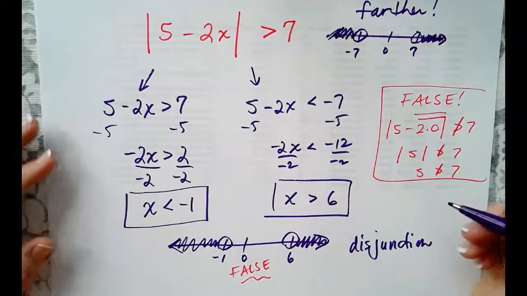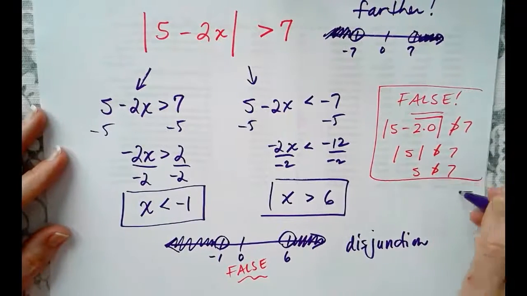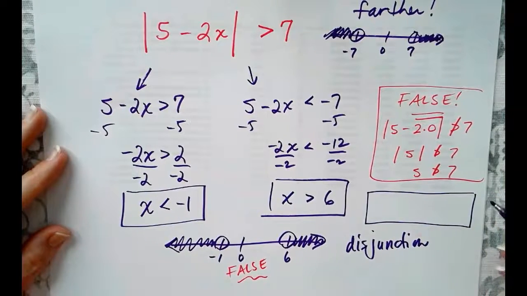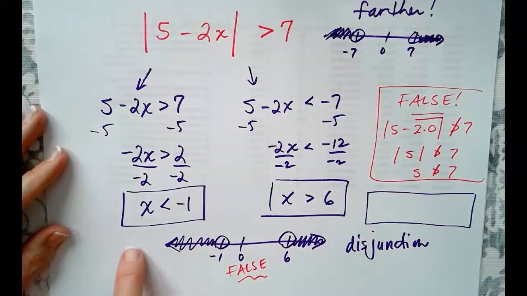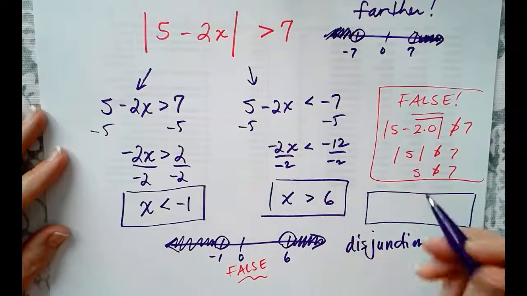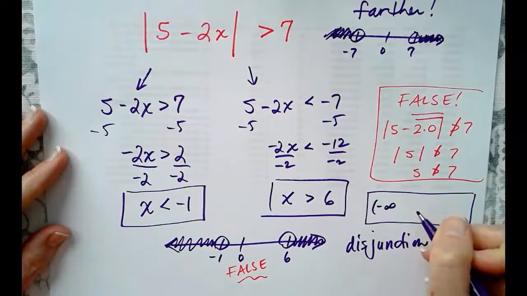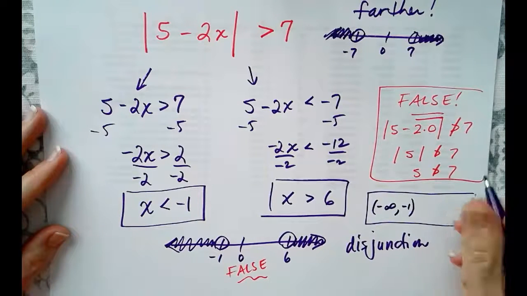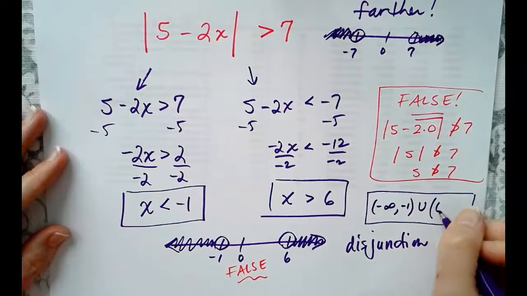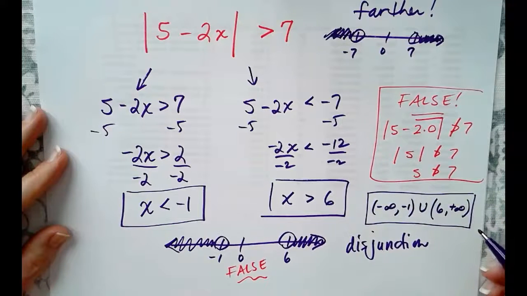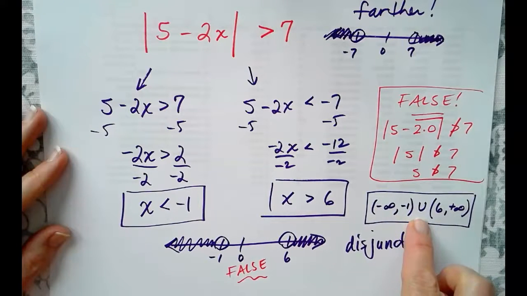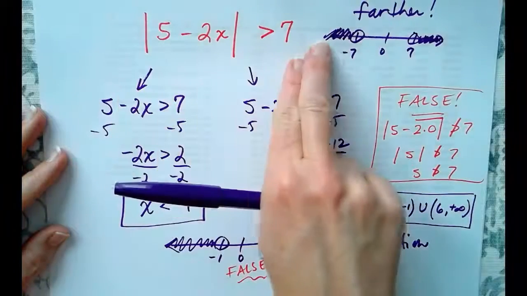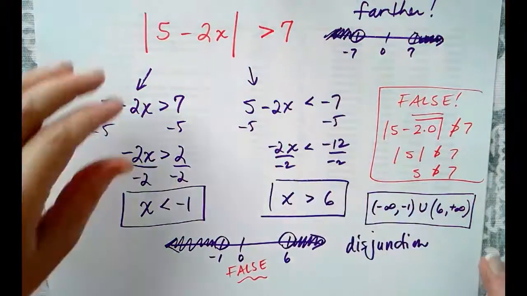Now let's finish off this problem by writing our answer in interval notation. So this time, we don't just have one interval, we have two. Interval notation is read from the left to the right, so it will be negative infinity to negative 1, union, positive 6 to positive infinity. Two infinite sets come together to make the solution for this inequality.